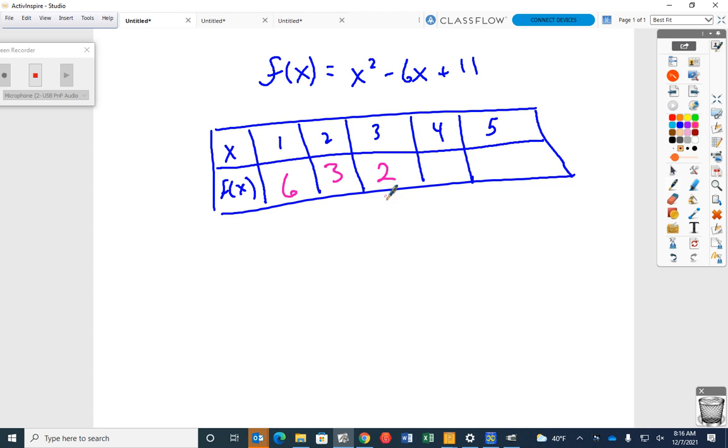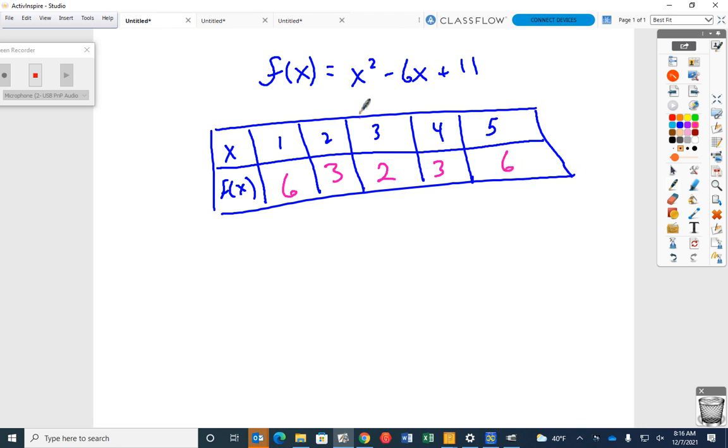16. Minus, what's 6 times 4? 24. What's 16 minus 24? Negative 8. Negative 8 plus 11? 3. Sorry. Okay, and the next one. 5. What's 5 squared? 25. Minus, what's 6 times 5? 30. What's 25 minus 30? Negative 5. Negative 5 plus 11? 6. Are we done? Yes.